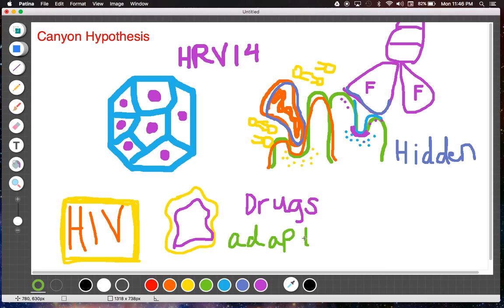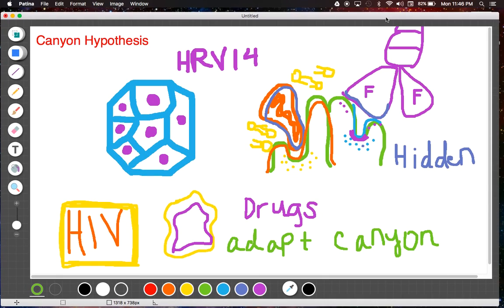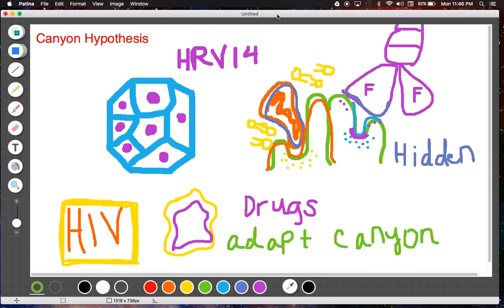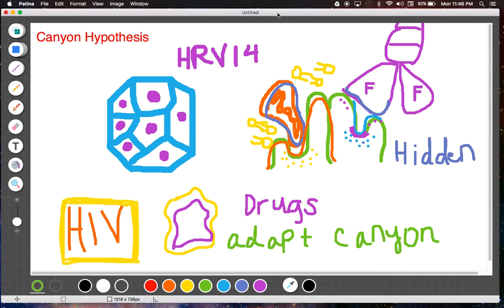And once this happens, it could also neutralize the virus by using the antibody. So adapting these canyons can possibly make the antibodies more effective. If the canyon was wider, then the antibody could fit down in there and neutralize the virus. So that's basically all for the canyon hypothesis, and thank you for listening.